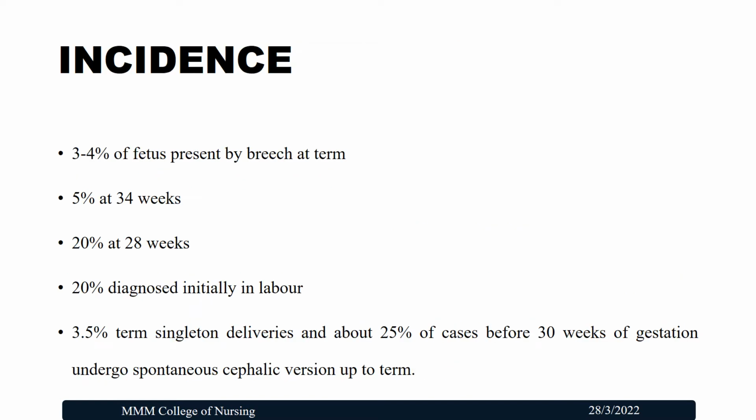Incidence: 3 to 4% of fetuses present by breech at term, 5% at 34 weeks, 20% at 28 weeks. 20% are diagnosed initially in labor, 3.5% of term singleton deliveries, and about 25% of cases before 30 weeks of gestation undergo spontaneous cephalic version up to term.